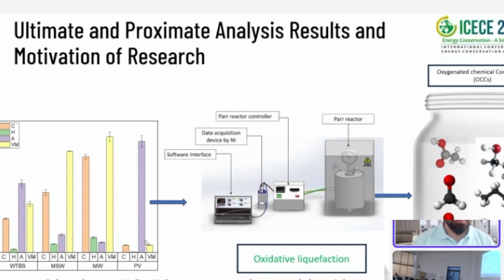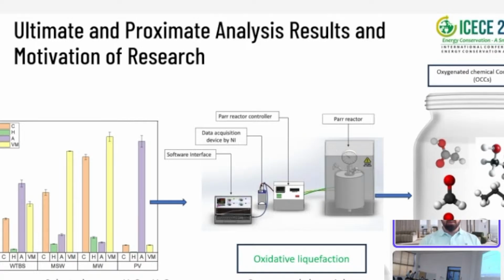And on the extreme right of this graph, for PV panels, you can see we have a really low concentration of volatile matter, but a very high concentration of ash. So that was the representation that if we can somehow degrade this volatile matter, then we can obtain some useful products from this waste. For this purpose, we tried to introduce oxidative liquefaction, and we are expecting to get some oxygenated chemical compounds at the end of the process.